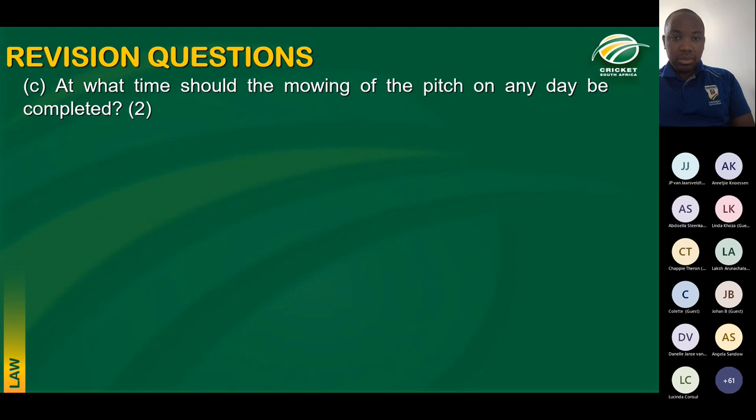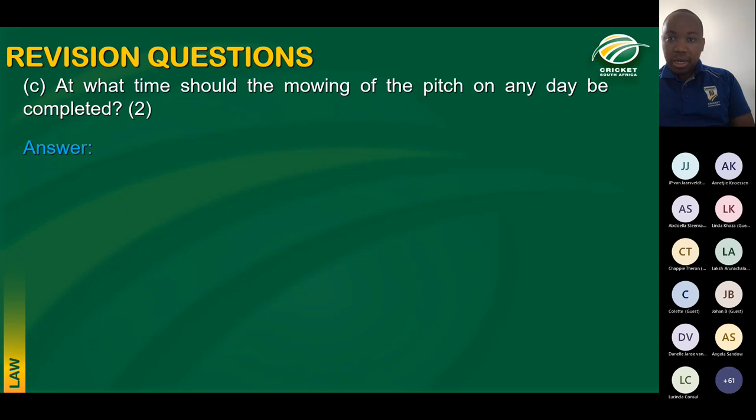Next one. At what time should the mowing of the pitch on any day be completed? So we now know that the pitch needs to be mowed on each subsequent day's play, so on day 2, day 3, day 4, and day 5, the pitch needs to be mowed. Let's use just day 2 as an example. On day 2, with our play starting at 10 o'clock, what time should the mowing of the pitch be completed?